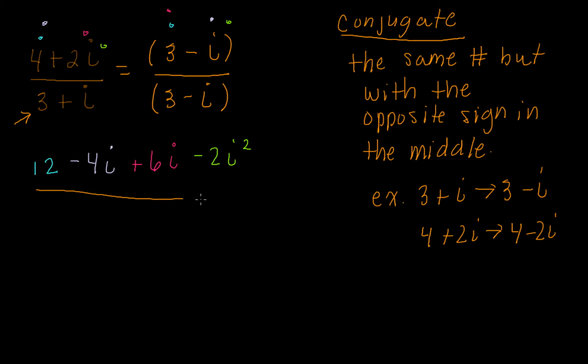divided by 3 times 3, which is 9. 3 times a negative I is a negative 3I. I times 3, which is a positive 3I.